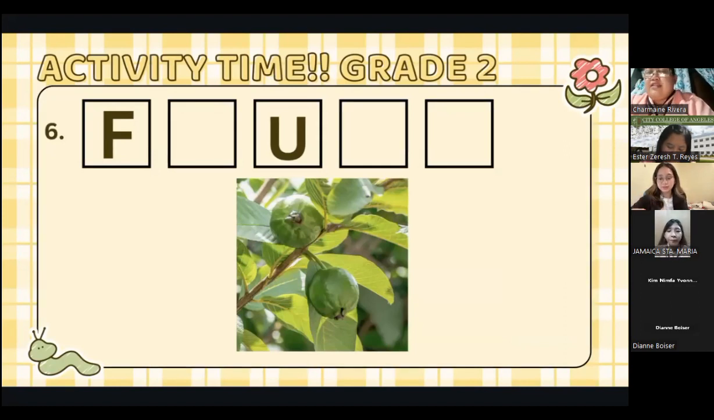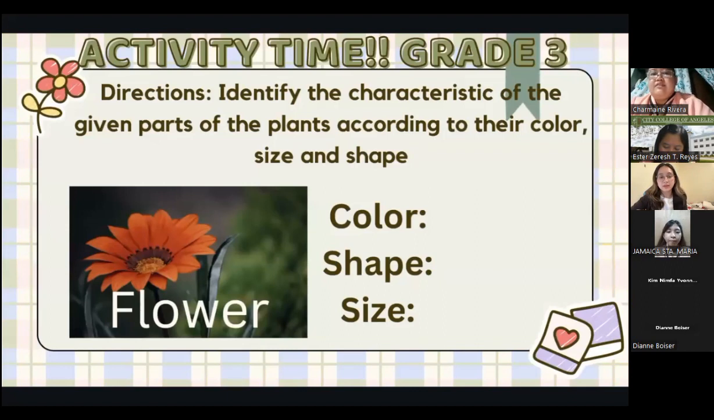For grade 3 activity, direction: identify the characteristics of the given parts of the plants according to their color, size, and shape. Are you finished, grade 3? If you are finished, you're going to send it to me on our Google Classroom later, before the end of our class.